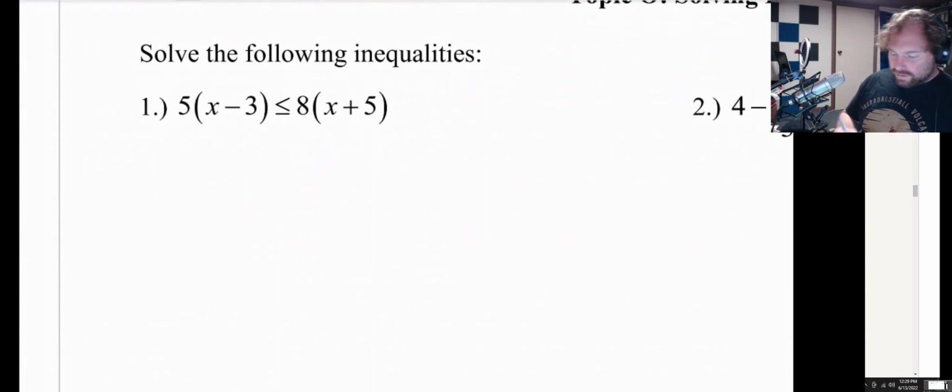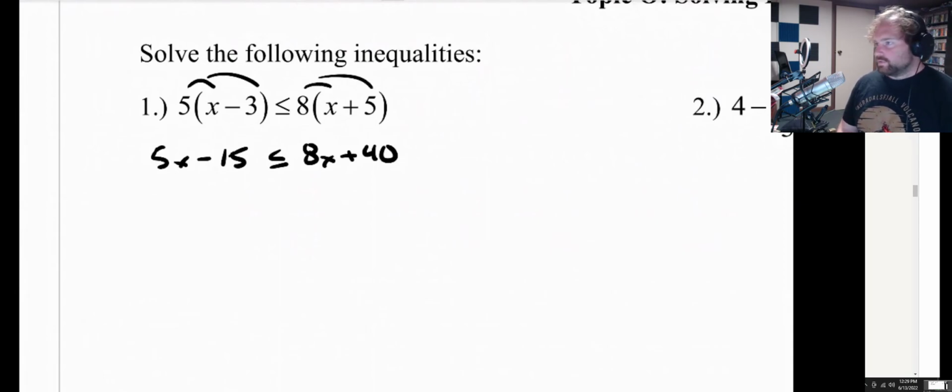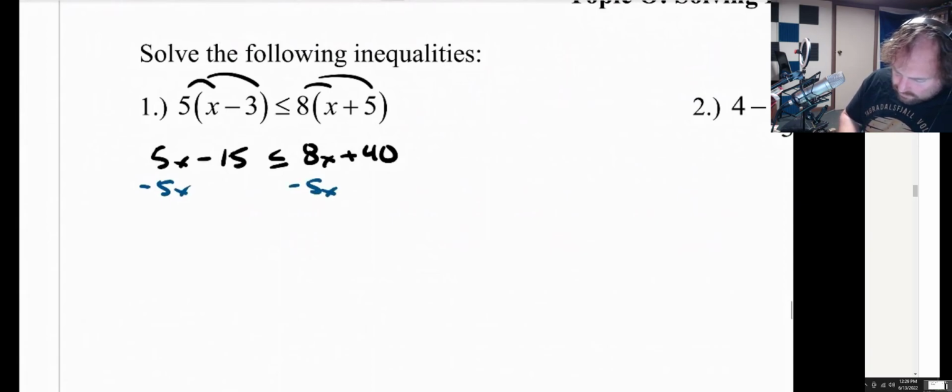So question number 1, all we're going to do here is solve this the way we would normally. We'll distribute the 5, get 5x minus 15, less than or equal to 8x plus 40. Distribute the 8 as well. So distribute the 5, distribute the 8. From here it's a really straightforward, maybe an Algebra 1 or middle school math level of problem. I never really know the curriculum that well.